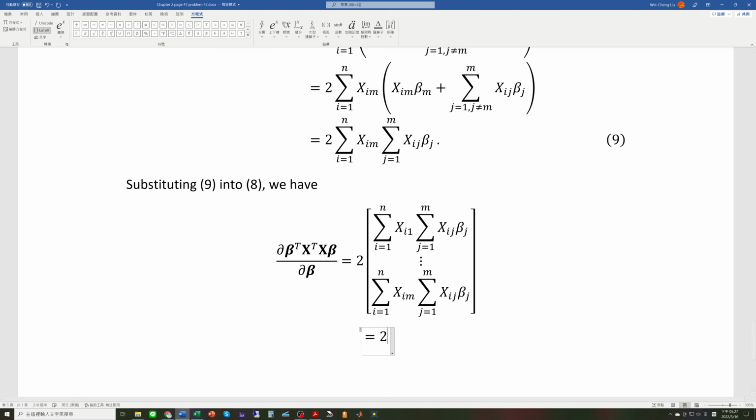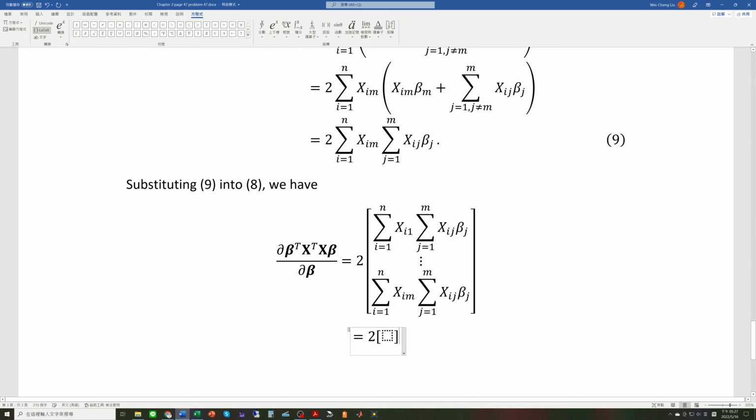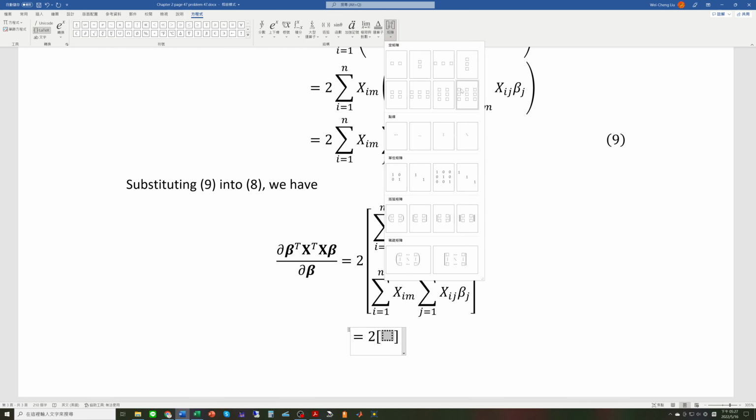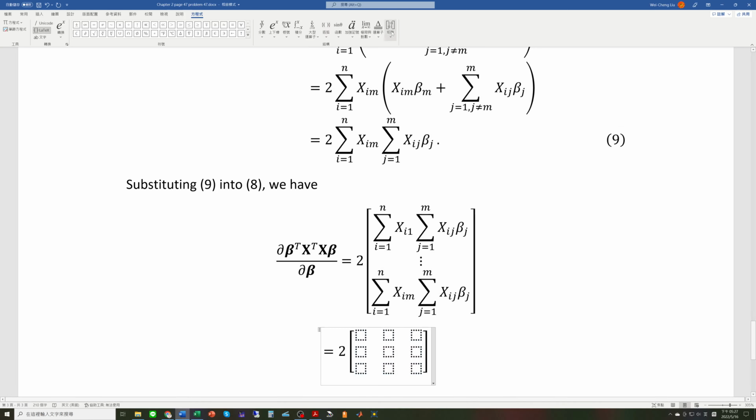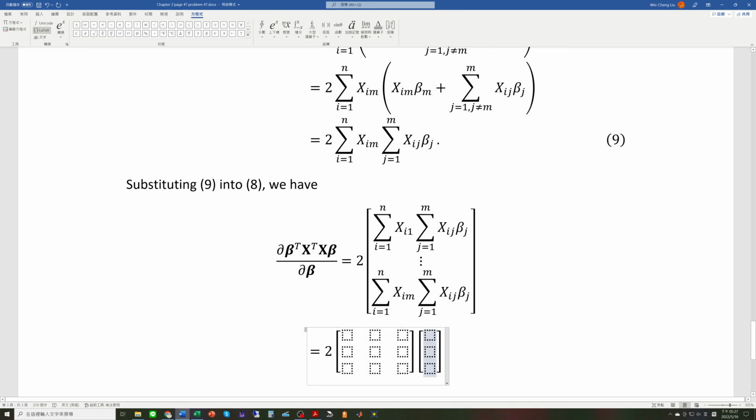So next, it is equal to 2. We need to split this vector into a matrix multiplied by another vector. So how to do it? It may be a little bit difficult. Let us see. So first we need a matrix like this, and a column vector.